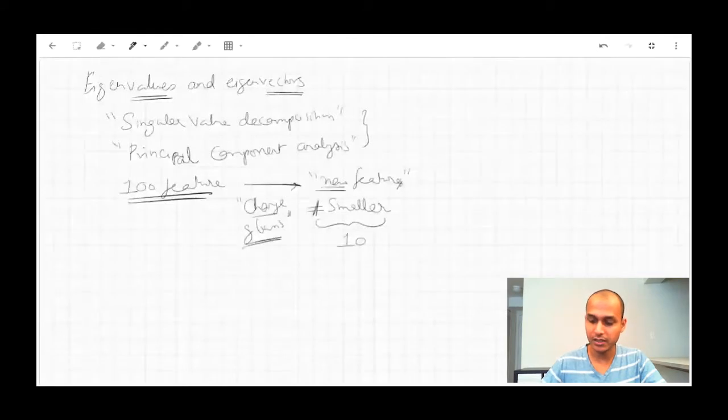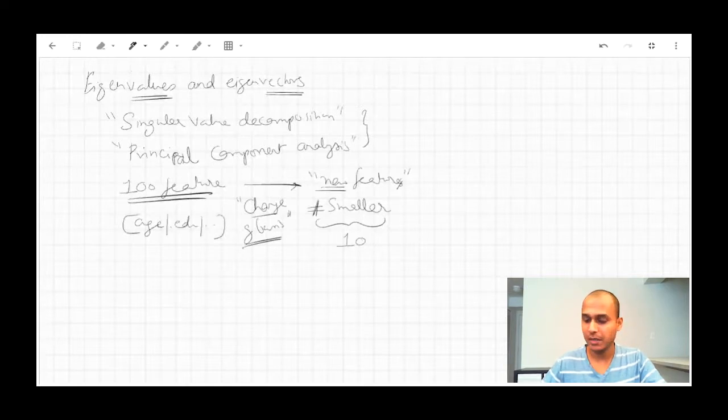For example, in the original basis, some representation like age, education, and so on, maybe 100 such numbers. In the new features, maybe there's some combination of these, because we changed the basis. There will be a different representation.